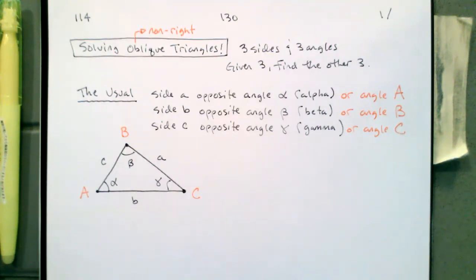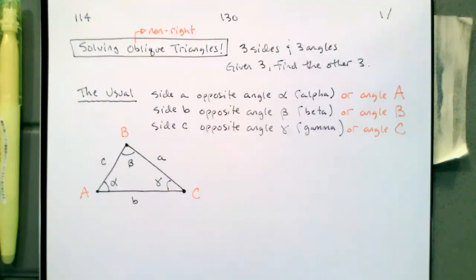Today, we want to talk about the next big thing, which is solving oblique triangles. An oblique triangle is just a non-right triangle. So the game that we're going to play is the same as when we were playing the solve right triangles game. There are 6 things about a triangle, 3 sides and 3 angles. The solving triangles game is given 3 things, find the other 3.